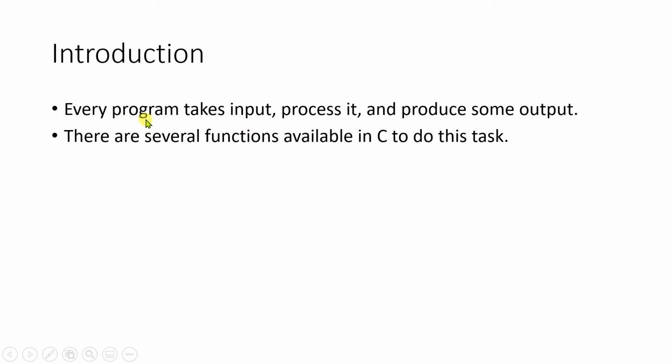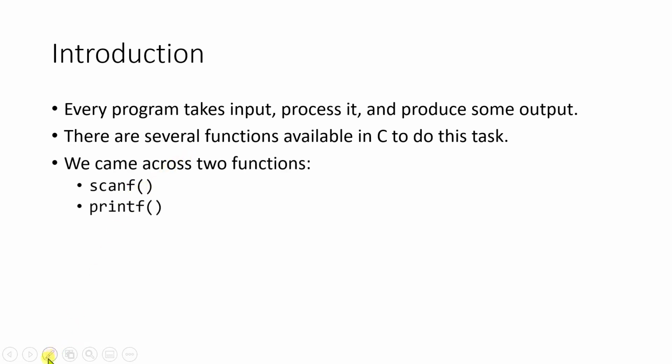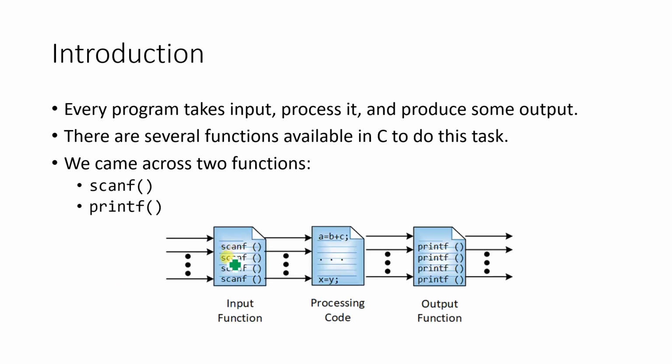We know that every program takes input, processes it and produces some output. For this, C programming has provided lots of functions. From those functions, we have already talked about the scanf and printf functions. So what exactly do the printf and scanf functions do? The printf function will print the data on the output device. Here, if you see, I have used three different blocks: one block showing the input function, one block showing the processing, and the third block showing the output function.